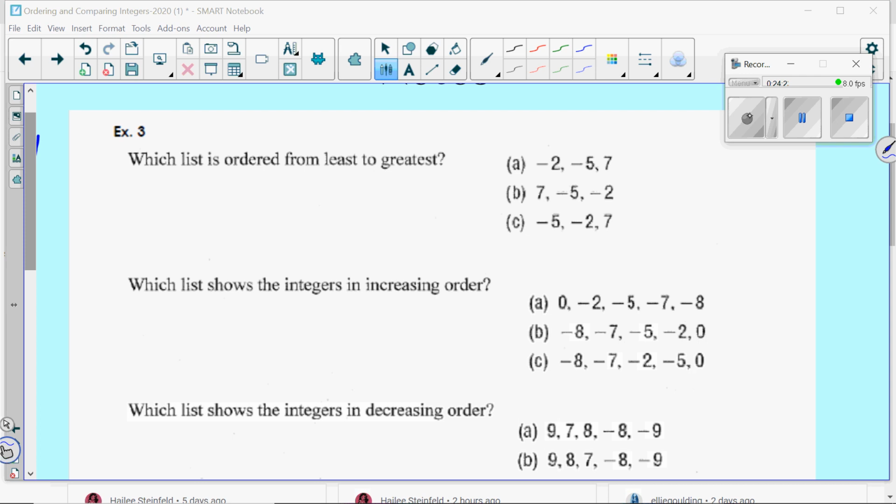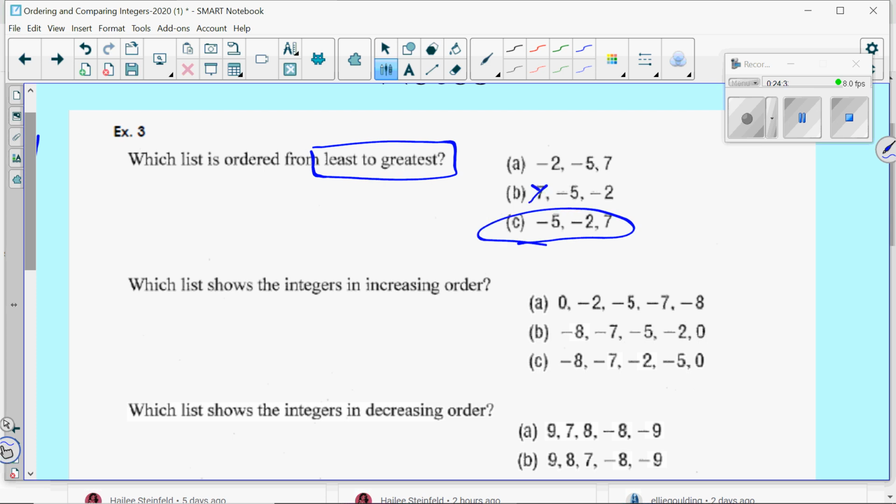Okay, which list is least to greatest? A, B, or C? C. Starting at the negative. That's positive, so you know that's wrong. 2 to 5 went the wrong order, so you know that was wrong. Only one option left. Increasing. Increasing means what? Up. Small to big, right? So, which one is least to greatest? B. This one is greatest to least. This one, those two are backwards.